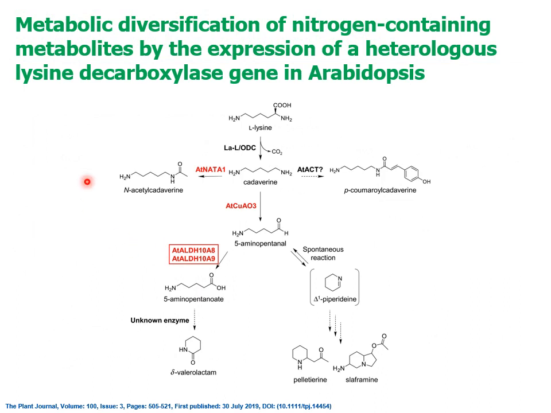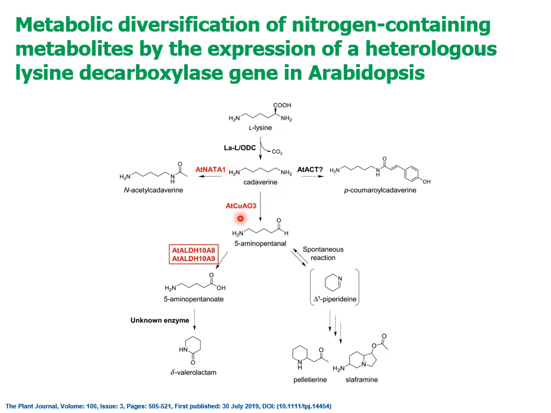So through this study, what could we show? We could show that a metabolic diversification was achieved. How? By expression of a heterologous enzyme. What enzyme? LaLODC. What happened? It took lysine in Arabidopsis and produced cadaverine. So transgenic plants produced cadaverine. But this didn't stop there; rather, plant enzymes such as AtAT and ATA1 helped to produce acetyl cadaverine. We checked, we showed.